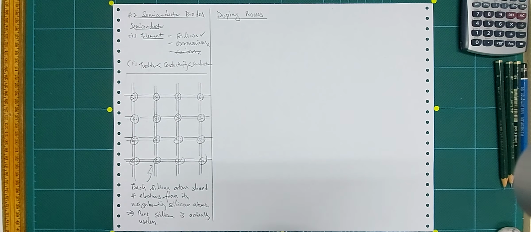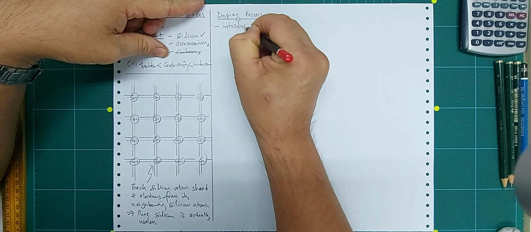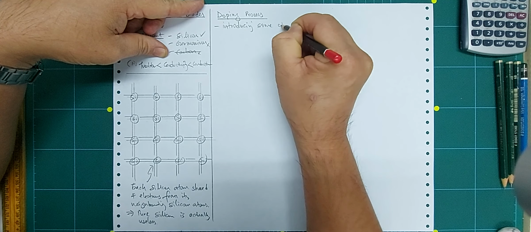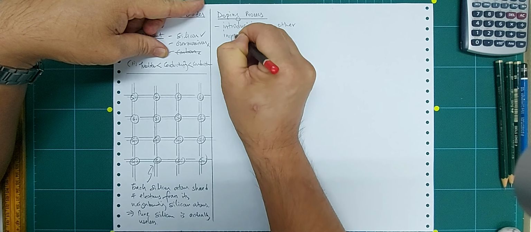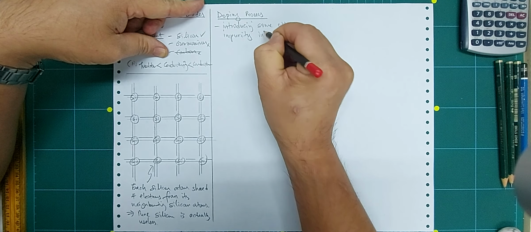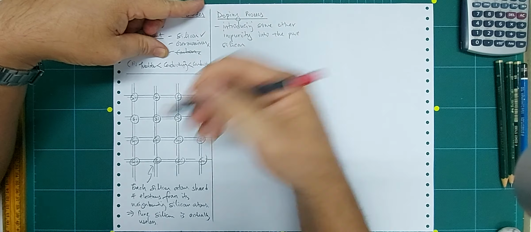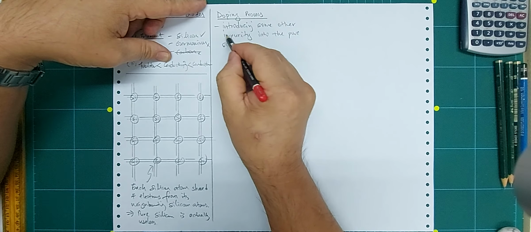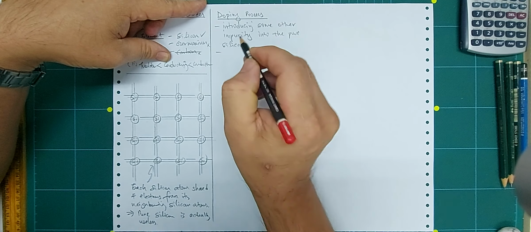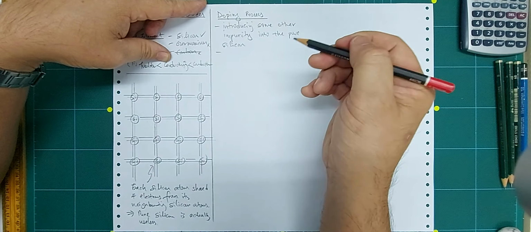All right. Now, doping means introducing some other impurity into the pure silicon. Okay, it happens to germanium also, but we are talking about silicon, so I only write pure silicon here. So we're introducing some other impurity into the pure silicon.